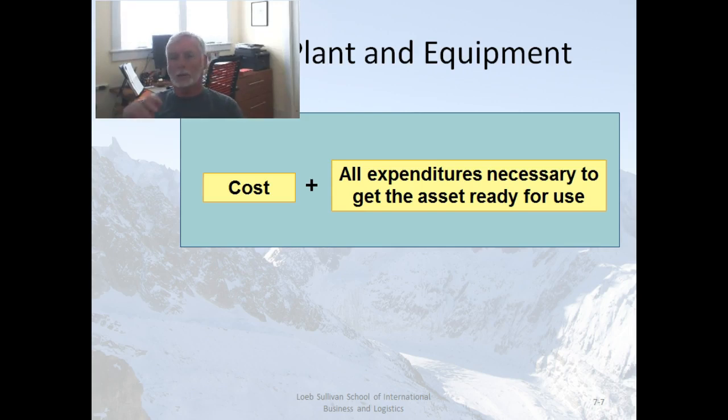So property, plant, and equipment, what I said you have to determine the cost. The cost of property, plant, and equipment is called the cost of that asset and everything necessary to get that asset ready for use.